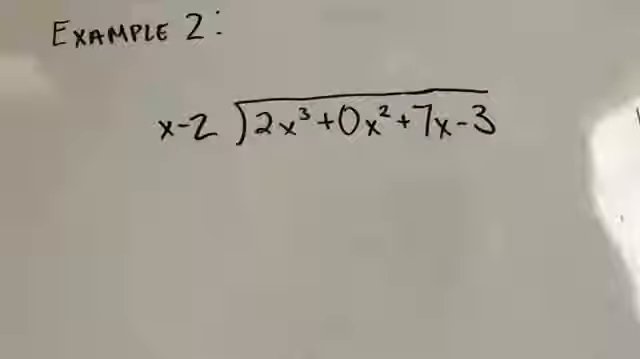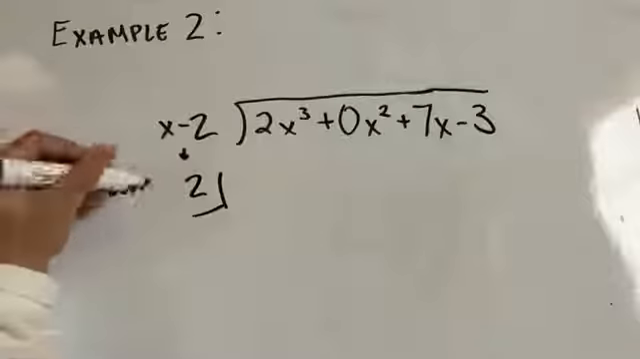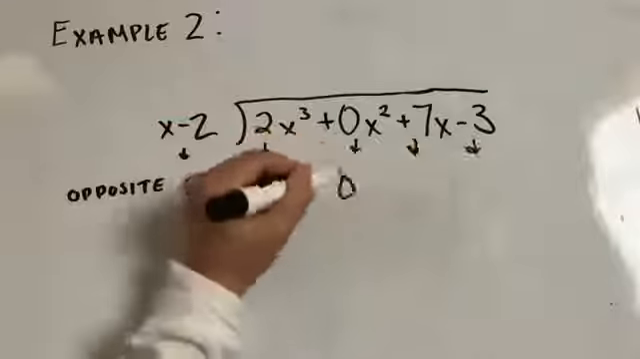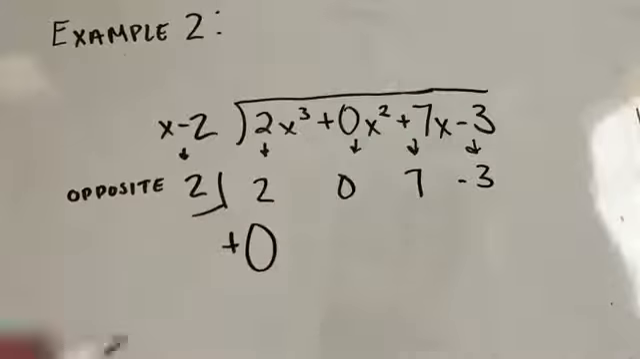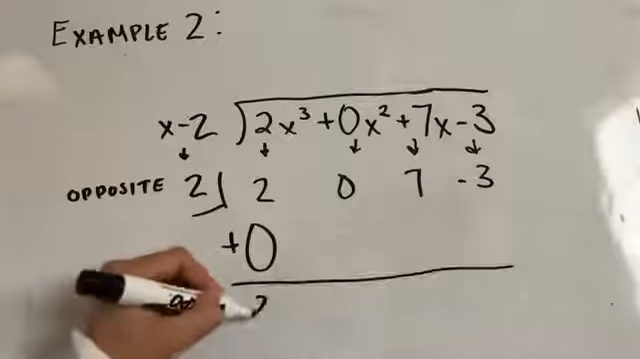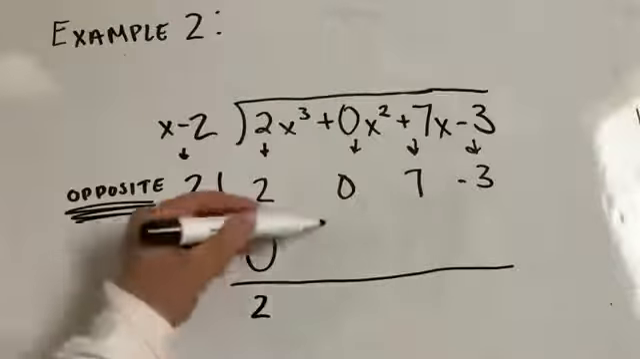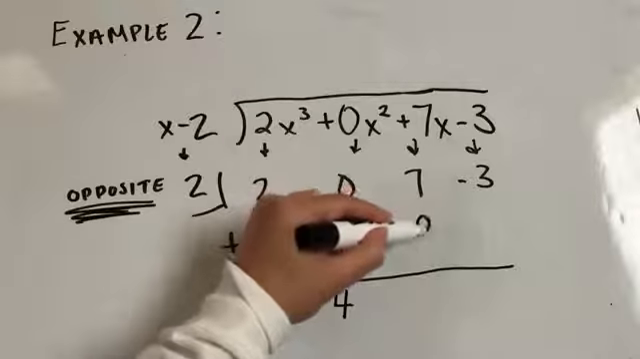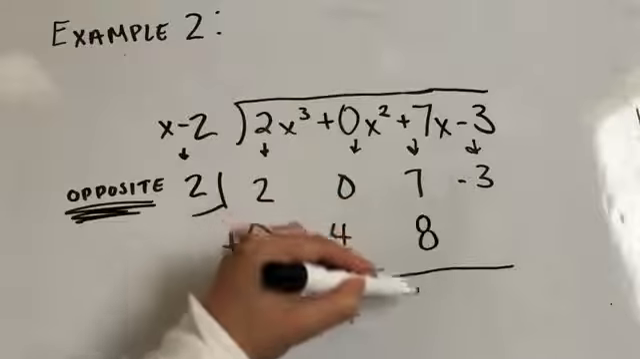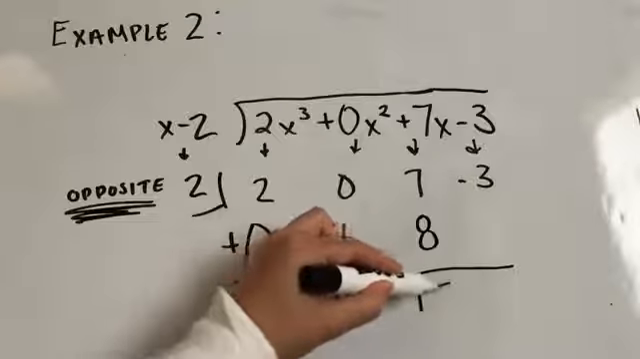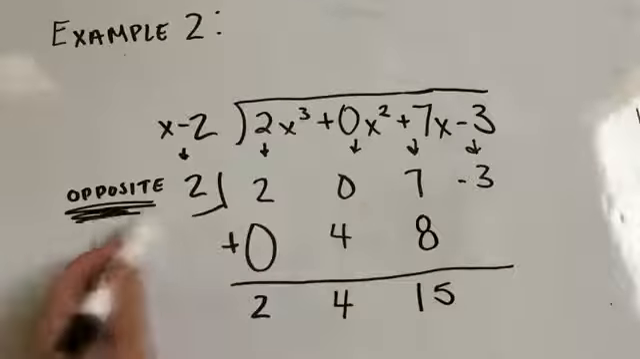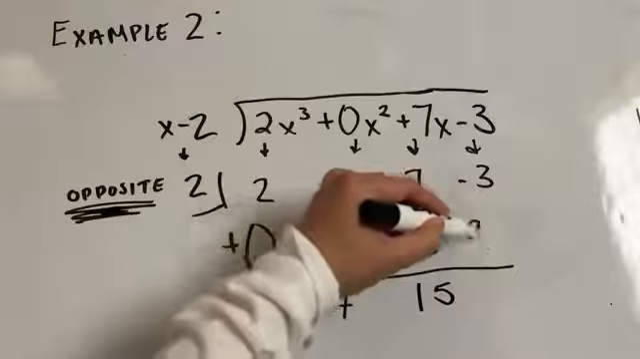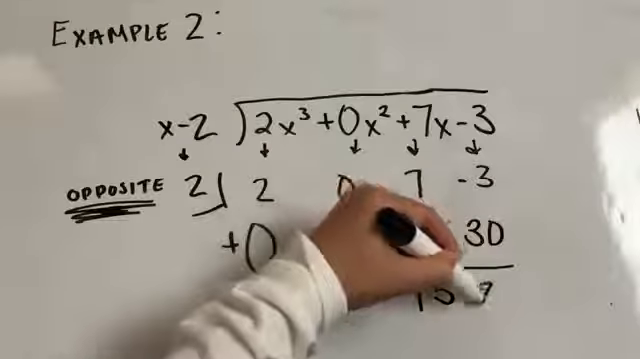2 is going to be our opposite. We're going to bring down our coefficients, then we're going to add by 0 first. So 2 plus 0 is 2, times the opposite is going to be 4. 4 plus 0 is 4, times 2 is 8. 8 plus 7 is 15. Then 15 times 2 is 30. 30 plus negative 3 is 27.